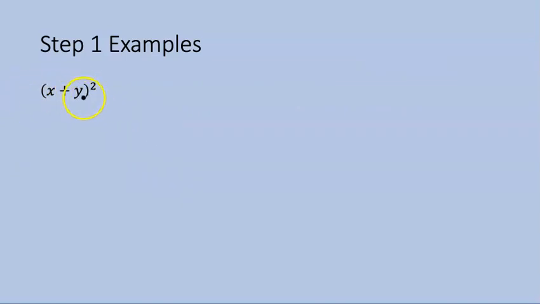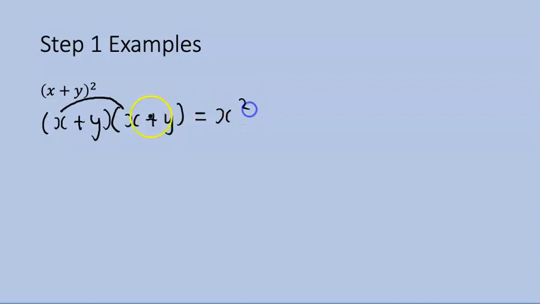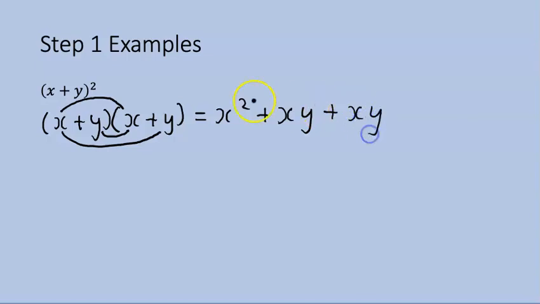So now what happens if I've got it like this? Well, if you've got a bracket that's got that squared, just write the same bracket again underneath. Because when you square something, you're timesing it by itself. So x times this x here gives me x squared. X times y gives me xy. Then y times my x gives me plus xy. And then y times my other y gives me y squared.